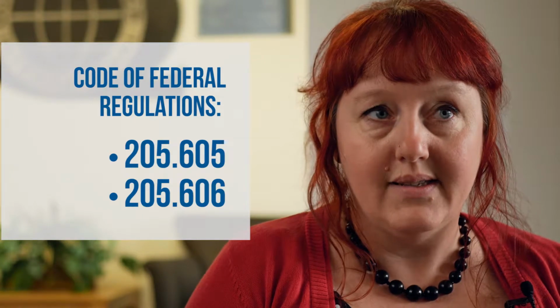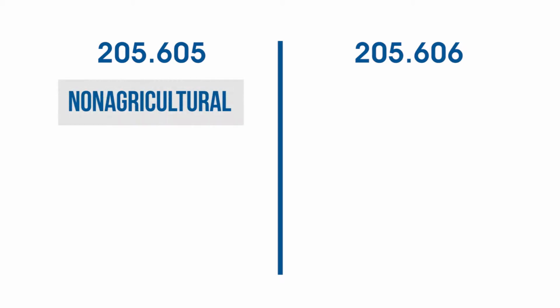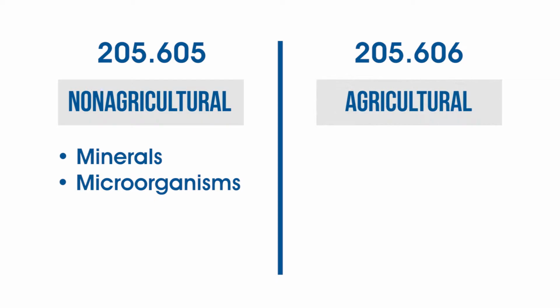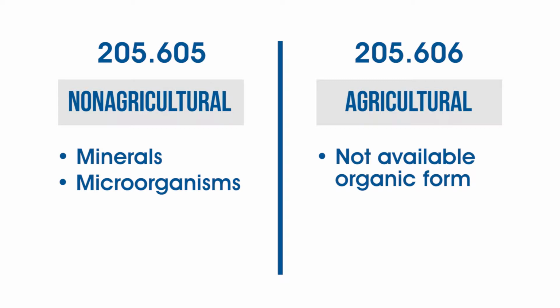For processors manufacturing products for human consumption, you're going to focus on 605 and 606. It's split into two different sections because 605 is specifically for products that are non-agricultural in nature. So you're looking at your minerals, your microorganisms, things that cannot be produced in an organic form. Whereas 606, you're looking at agricultural products that can be produced organically, but for whatever reason are deemed not currently commercially available in either the form or function, and so there can be an allowance for use of those ingredients.